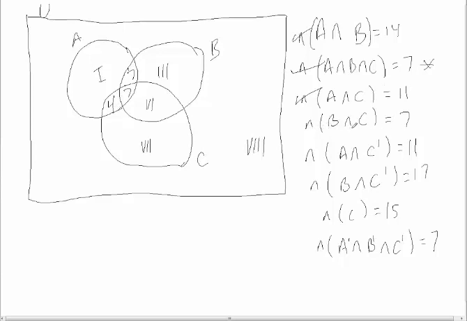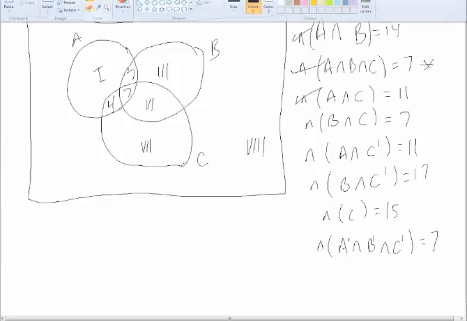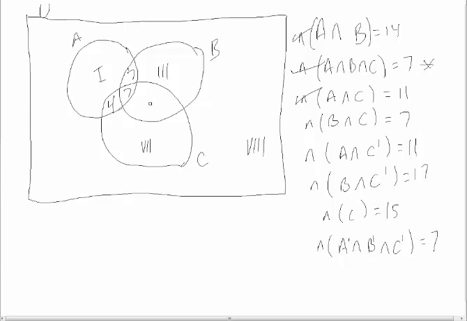Now let's go down. B intersection C. That's this right here, the overlap of B and C. Well, that equals 7. So the total of these 2 must be 7. That means in this space, we have no elements. So 7 plus 0 is 7. That's how much is in the overlap of B and C. And we know there's 7 in the middle. So there we go. We've got those done.